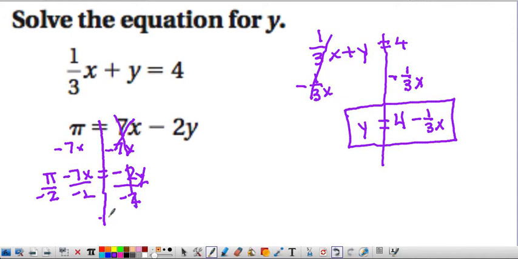Negative 2 divided by negative 2 is y. Pi divided by negative 2, we're just going to leave as pi over negative 2. Negative 7 divided by negative 2. Remember, a negative divided by a negative does become a positive, so we're going to change this to a positive 7/2 x, and you have solved for y, and you're done.